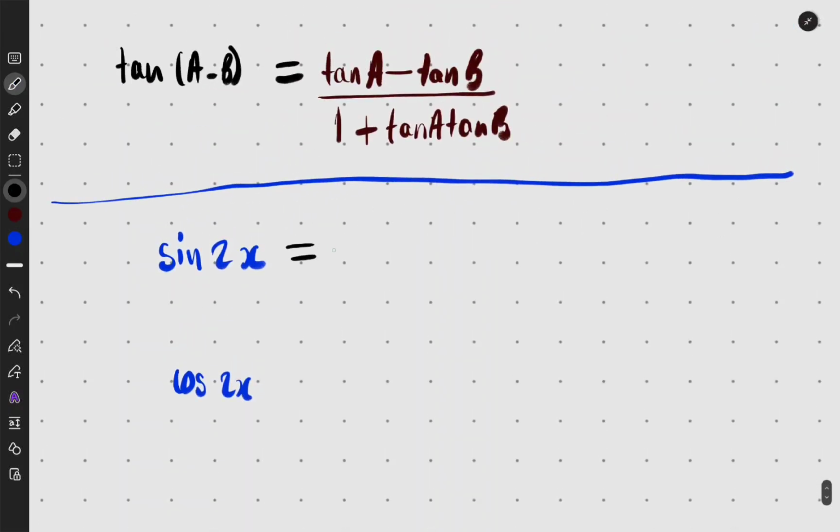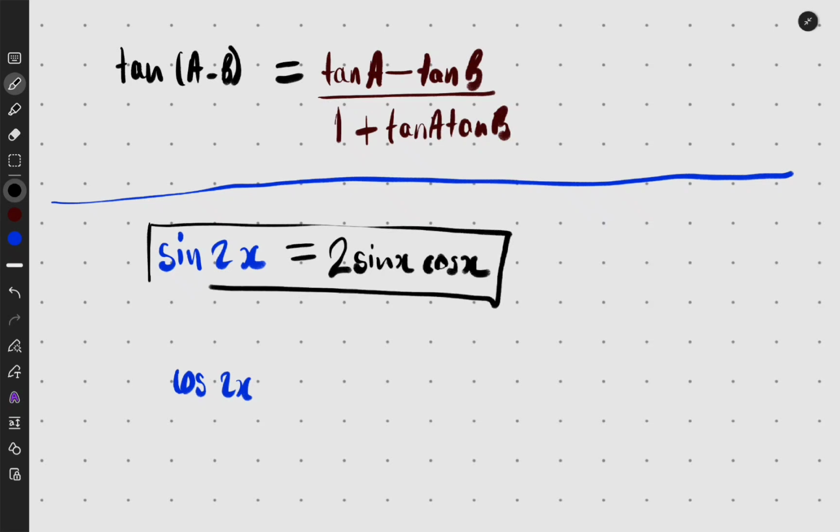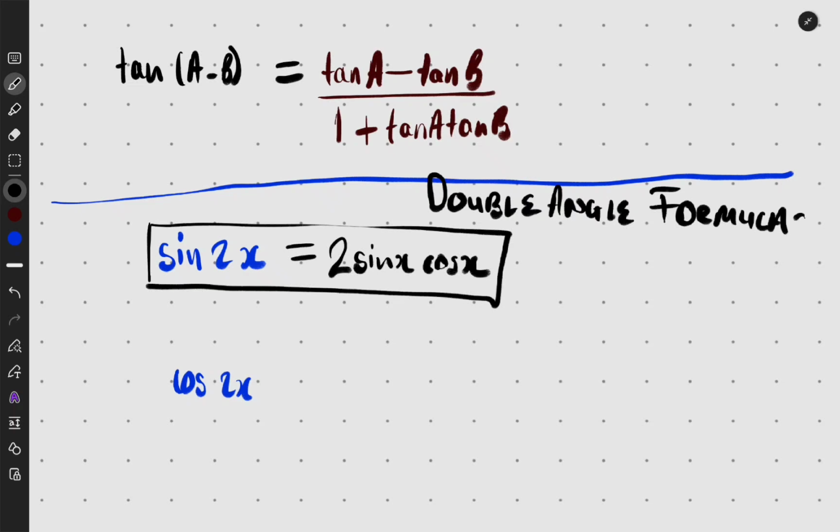For sine 2x, you should just know that this is going to be 2 sine x cos x. Now, these are double angles. What we are now doing, these are called the double angle formulas, okay? Here we are doing the double angle formulae, okay? Formulas, which is formulae. You understand?